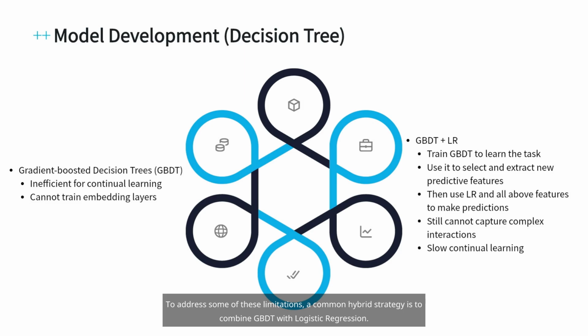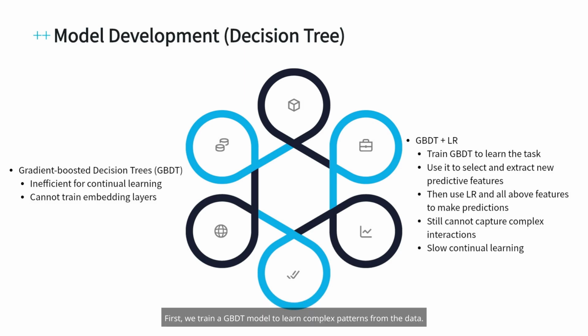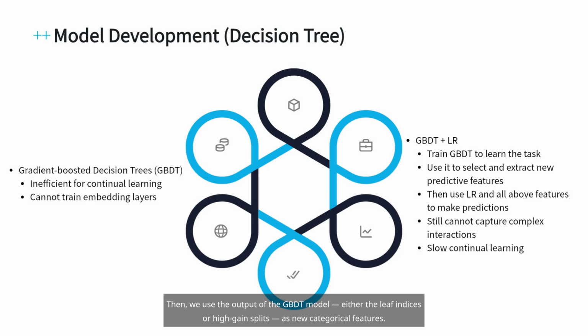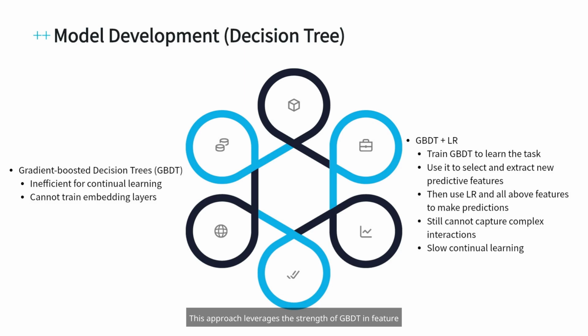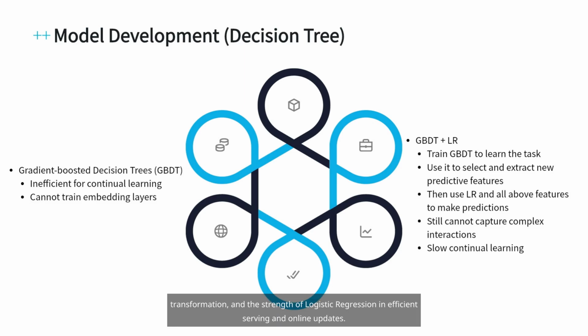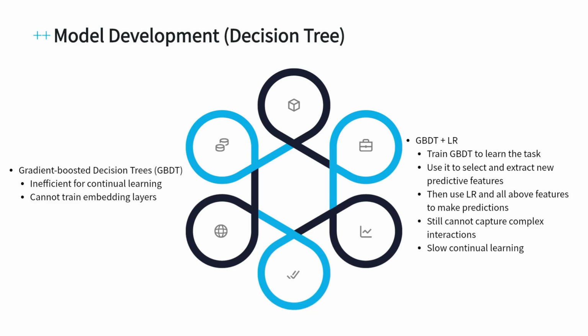To address some of these limitations, a common hybrid strategy is to combine GBDT with logistic regression. Here's how it works. First, we train a GBDT model to learn complex patterns from the data. Then, we use the output of the GBDT model, either the leaf indices or high-gain splits, as new categorical features. Finally, we feed these features, along with original inputs, into a logistic regression model to make the final prediction. This approach leverages the strength of GBDT in feature transformation and the strength of logistic regression in efficient serving and online updates. But there are still drawbacks.